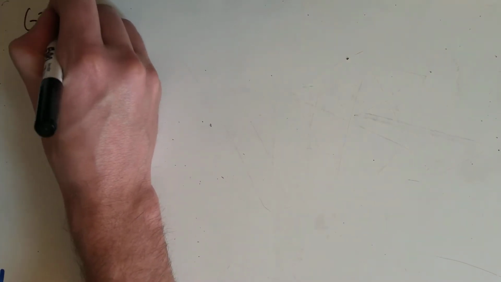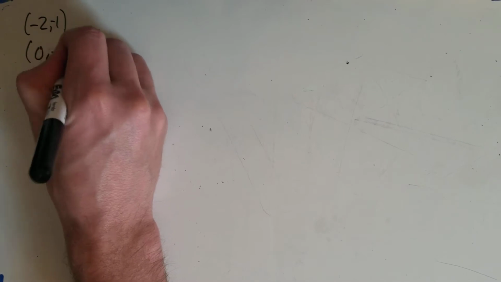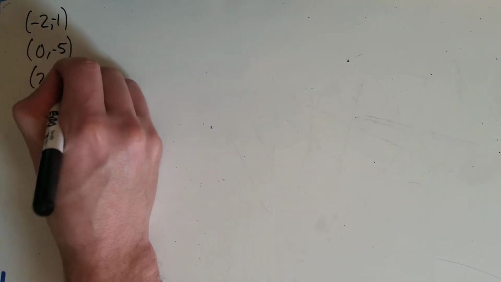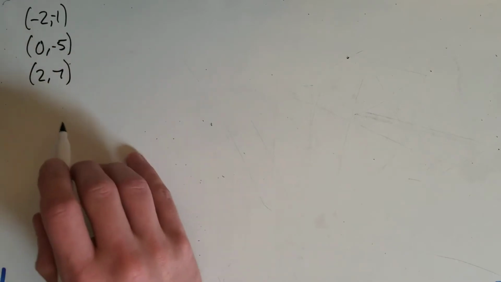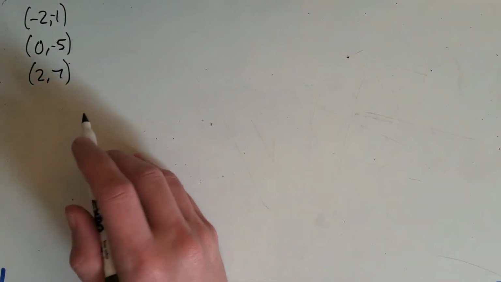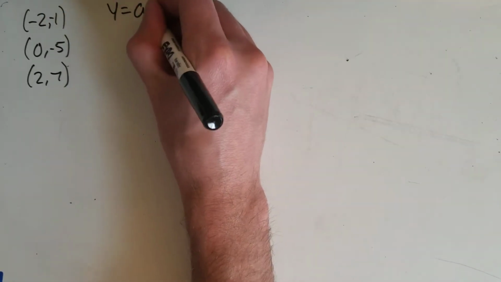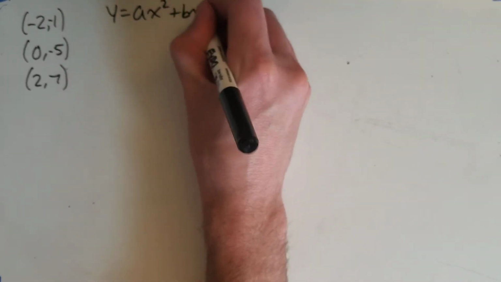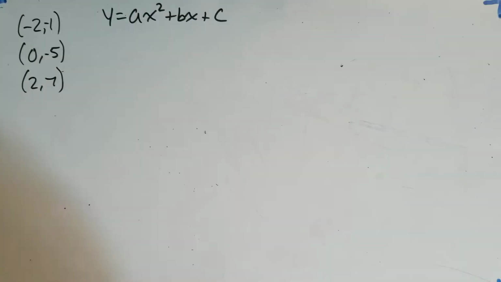we are asked to write the equation of the parabola that goes through the 3 points, and the 3 points are (-2, -1), (0, -5), and (2, 7). And we want to write the equation of the quadratic, and we'll do this in standard form. So we want to write it in y equals ax squared plus bx plus c. That'll be our goal here.